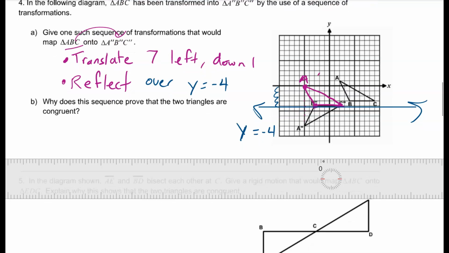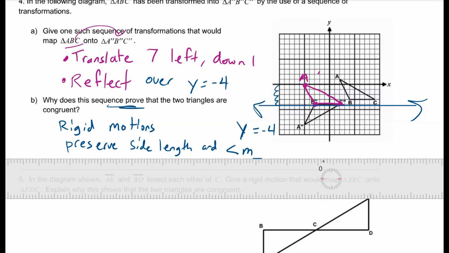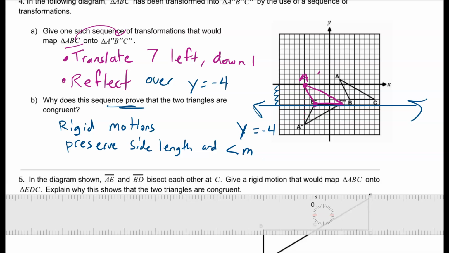And the whole idea here is that this is how we could prove that the two triangles are congruent, because these are both rigid motions, a reflection and a translation, and I know that rigid motions preserve side length and angle measure. That's going to be my justification for why these two triangles are congruent. So all I did was move them and then reflect, so it doesn't change the size or the shape.